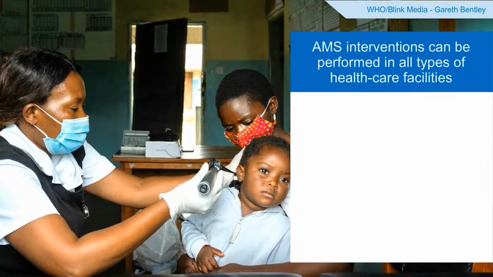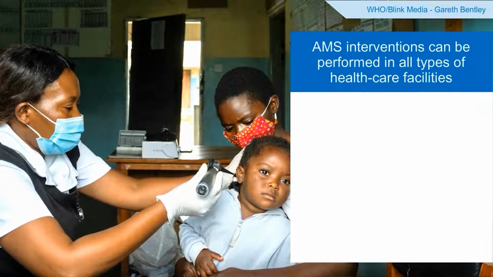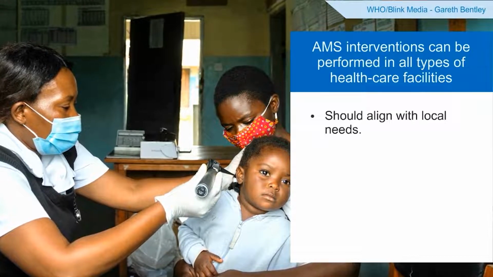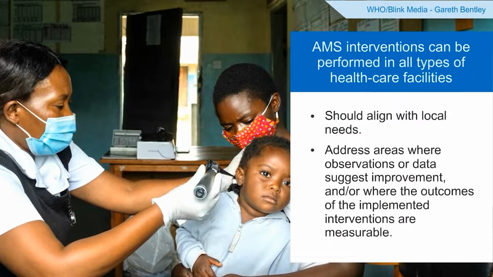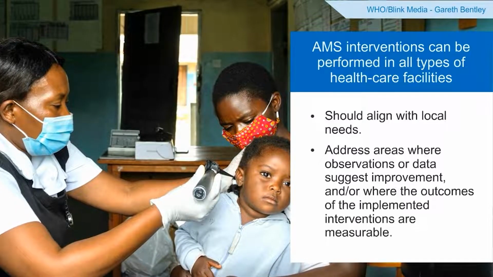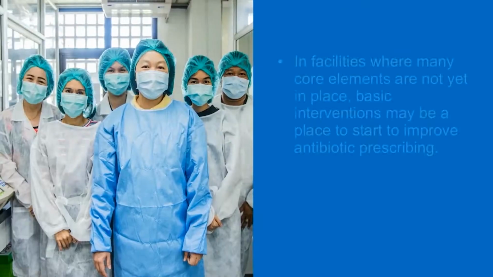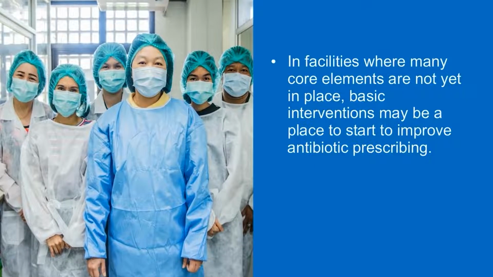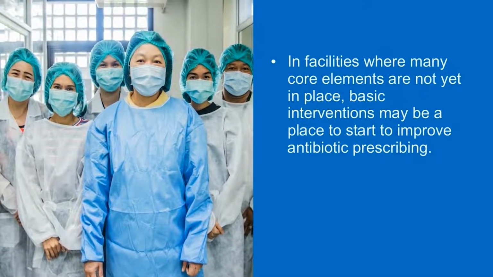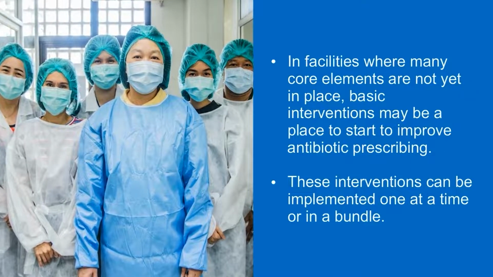AMS interventions can be performed in all types of healthcare facilities. However, it is important to note that the interventions are aligned with local needs. They should address areas where observations or data suggest improvement and/or where the outcomes of the implemented interventions are measurable. In facilities where many core elements are not yet in place, basic interventions may be a place to start to improve antibiotic prescribing. These interventions can be implemented one at a time or in a bundle.